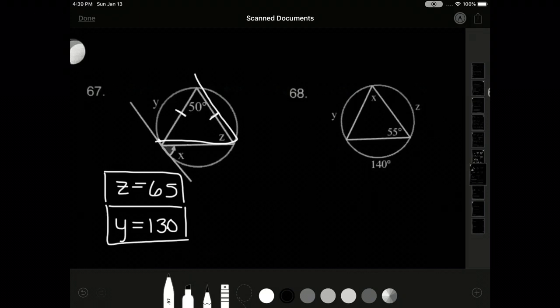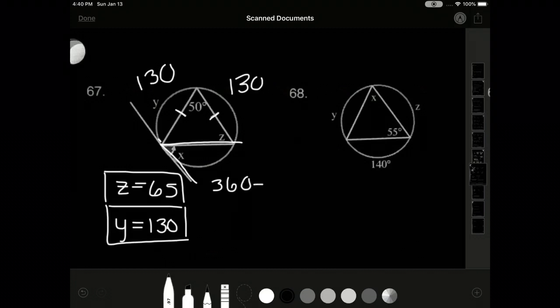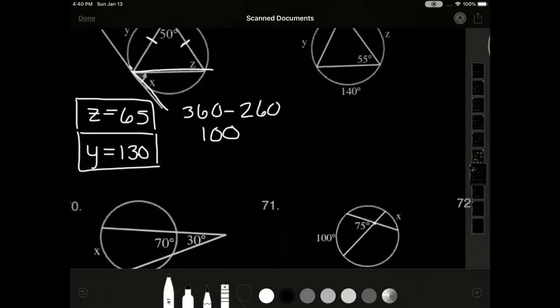Now x, if I erase my other angle, x intercepts this part of the circle, right? So we know y over here is 130. We know this one over here is going to be 130 because it's opposite the other angle there that was 65. And altogether that's 260. So if we take 360 minus 260, we get 100. And then the intercepted arc that our x is sitting at, we divide by 2, so x equals 50.